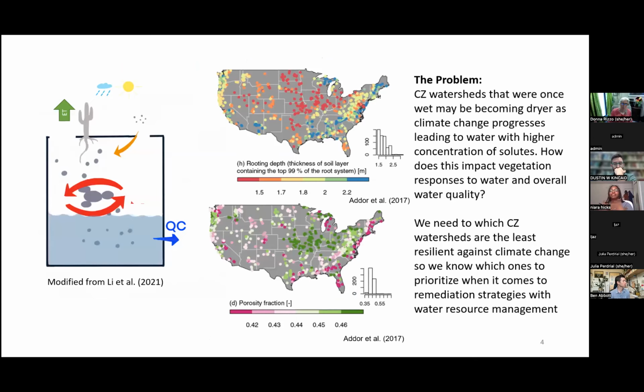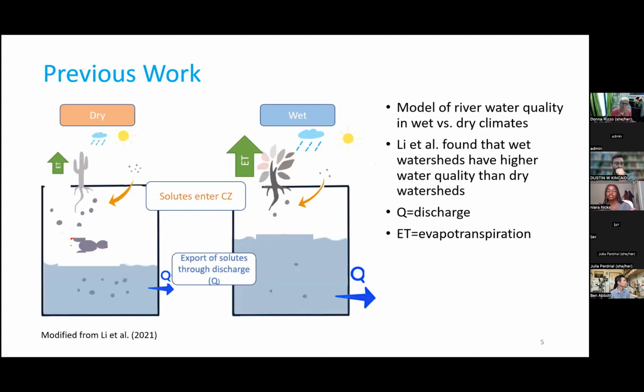So the problem here is that some watersheds that were once wet many years ago are becoming drier as climate change gets worse. That can lead to water with higher concentrations of solute because there's not much water to wash them out. And how might this impact vegetation responses to water and overall water quality? We need to know where this problem is getting worse and where the more vulnerable watersheds are in order to mitigate this issue. This is a modified diagram from Dr. Lee, who's also in our group. What she found was that wet watersheds, or watersheds with more water in the system, have higher quality than dry watersheds. This is because systems with more water in them can dilute the solutes within them, so there are not as high concentrations of solutes in them.